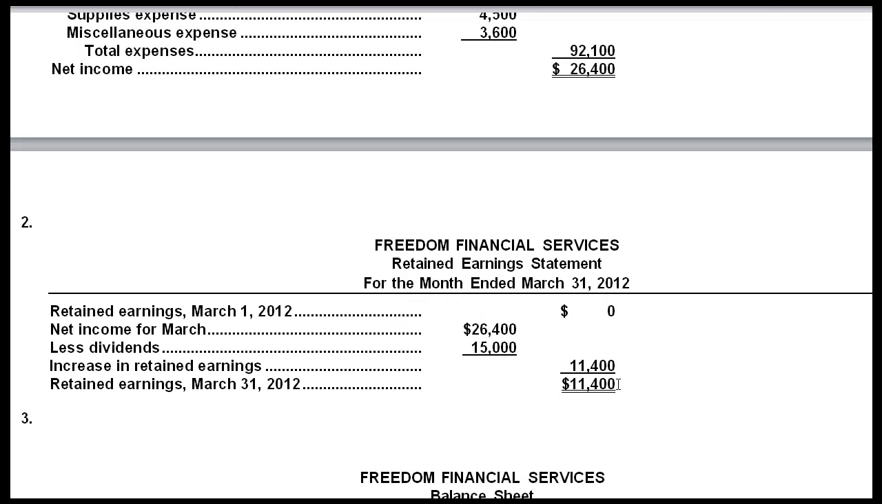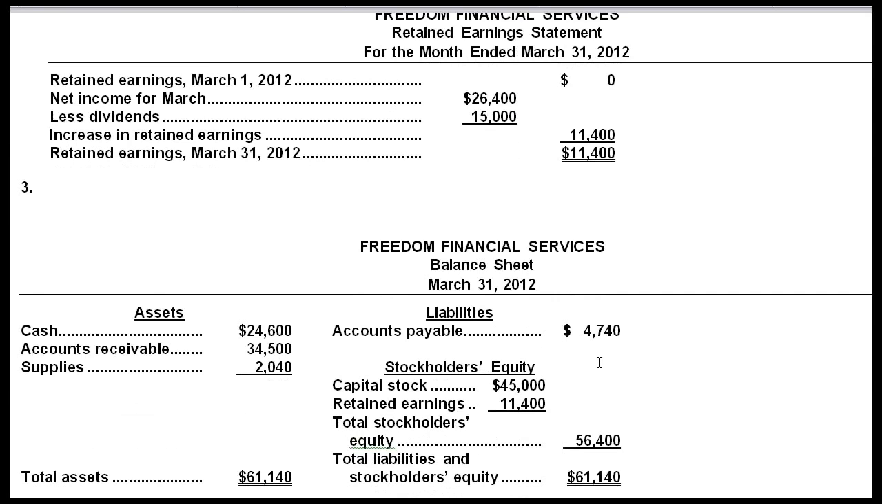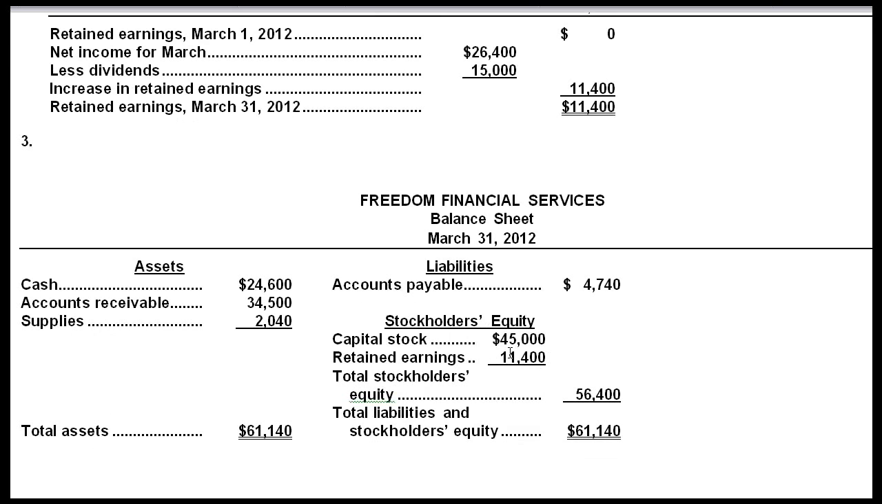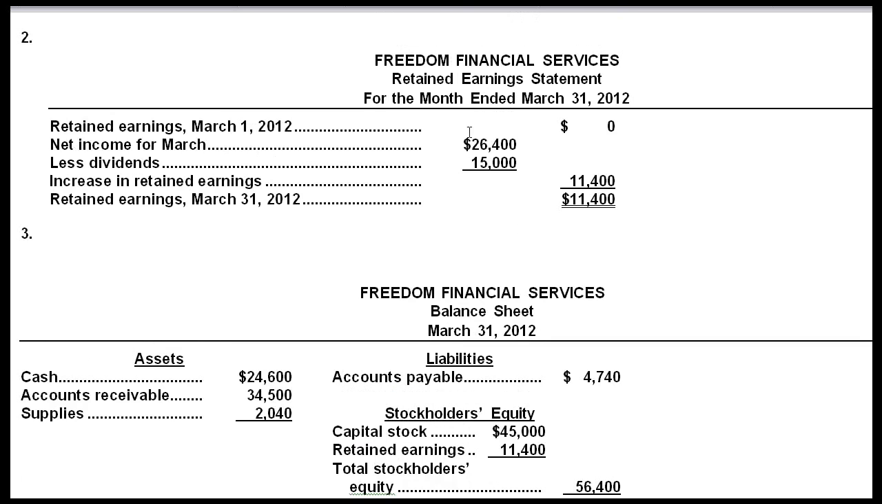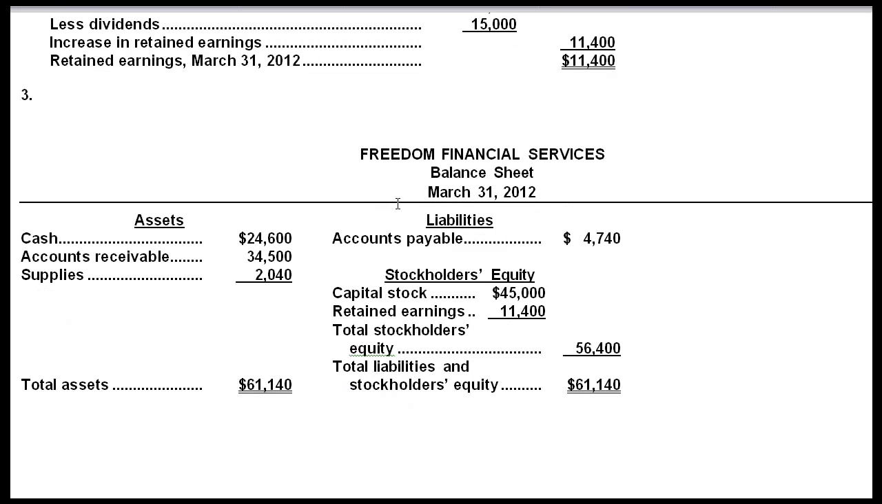Okay, so we're going to use this number here, and it's going to show up right here on our balance sheet, which is as of a specific date, right? So this is also for a specific period of time. The statement of retained earnings, this is for a specific date. We have all of our assets listed out here. The total of those 3 different assets is $61,140. We have our liabilities.